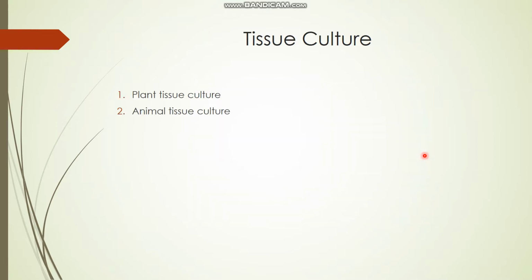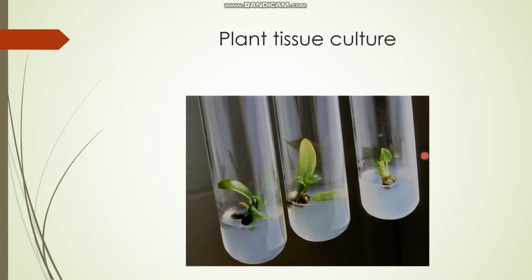Then the next technique is tissue culture. Now actually in tissue culture we grow cells or a tissue on chemically defined nutrient medium under sterile conditions, and we call it tissue culture. This technique can be employed for both plants and animals. So two types: it can be plant tissue culture, it can be animal tissue culture. Let's see them one by one.